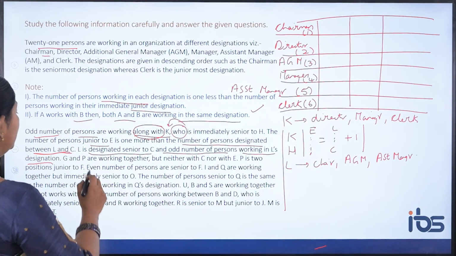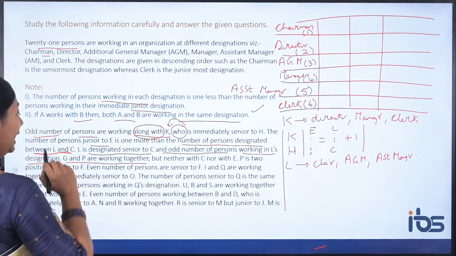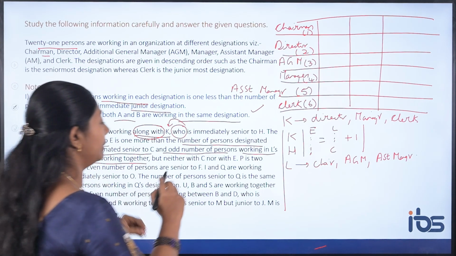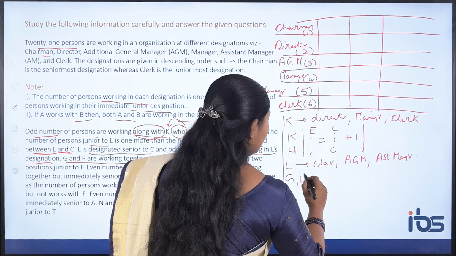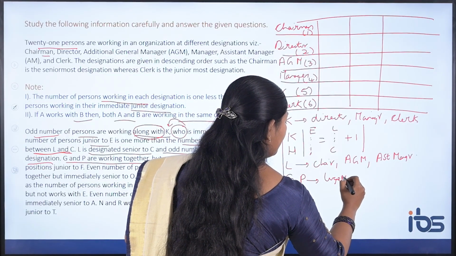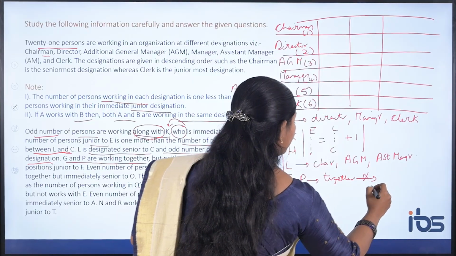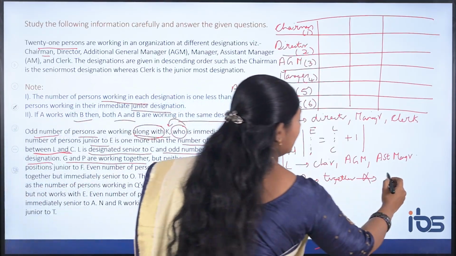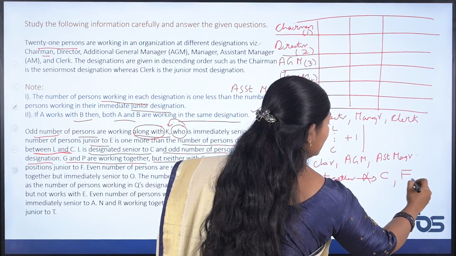Then they have mentioned G and P are working together, but neither with C nor with E. G and P are working together. They are together, but with a negative sentence, neither with C nor with E.